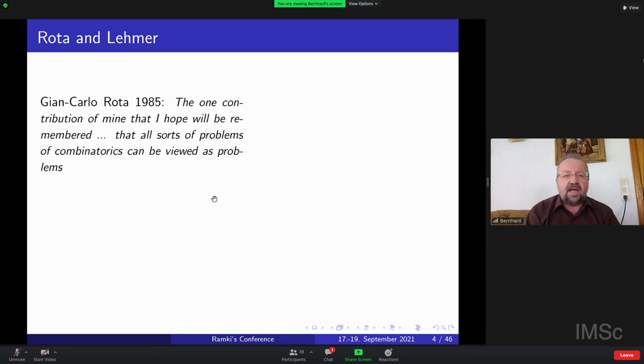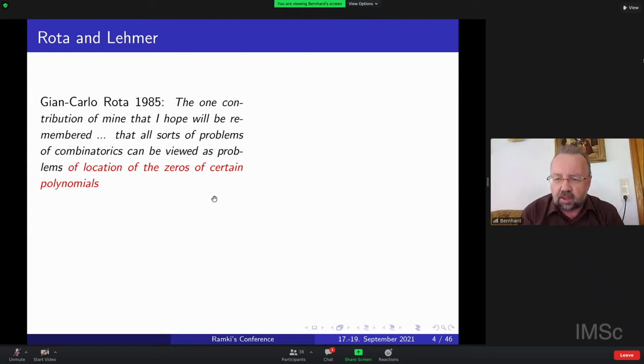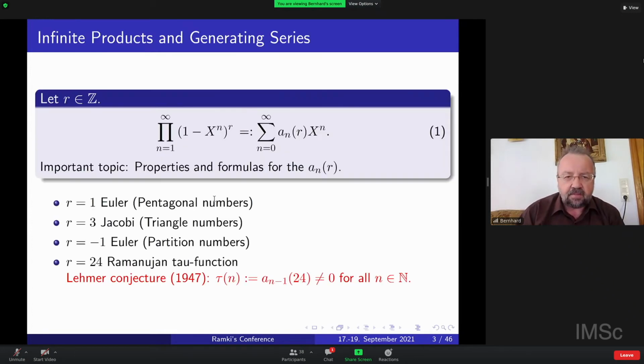Giancarlo Rota said he wants to be remembered for the idea that all sorts of problems in combinatorics can be viewed as a problem about the location of zeros of certain polynomials. When we go back, in some sense you can already see that a_n(r) can be considered as a function of r. It turns out it can be considered as a polynomial, and then of course the zeros seem to be quite reachable.